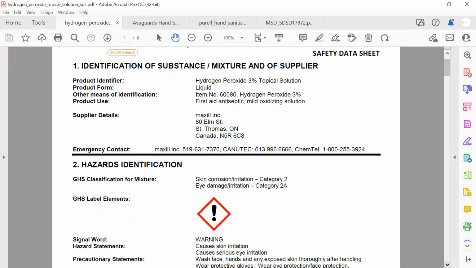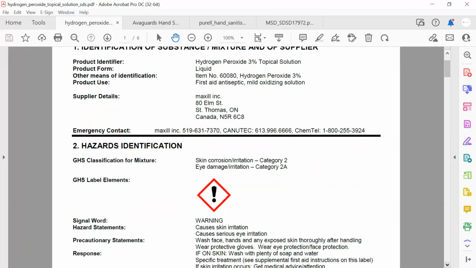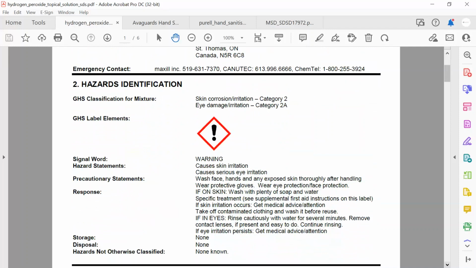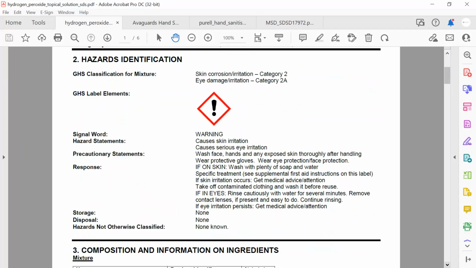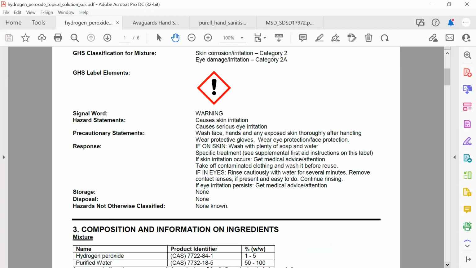This one is a liquid form only, and it does show that it's a category 2 for skin corrosion irritation, and then a category 2A for eye damage and irritation. The signal word is warning, and it does have the exclamation because it does cause skin irritation and serious eye irritation. They tell you to wash your face and hands and any exposed skin thoroughly after handling, and wear protective gloves. They also would like you to wear eye protection and face protection.